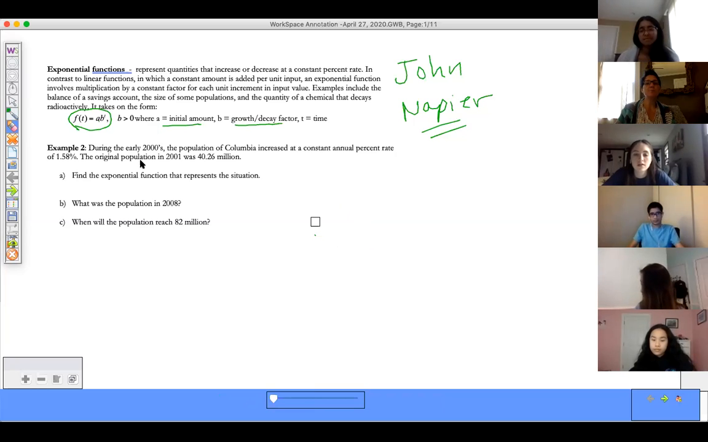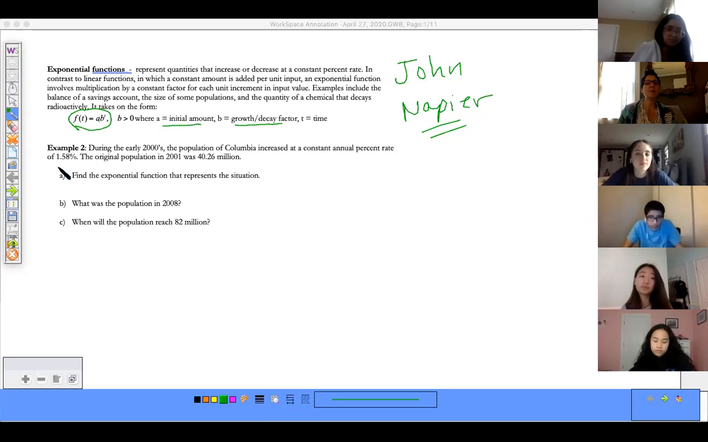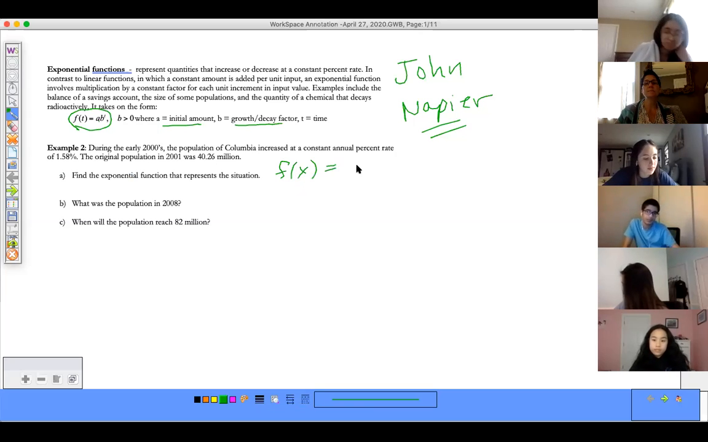All right. So when we started here, during the 2000s, Colombia increased its population by an annual percentage rate of 1.58%. The original population was 40.26 million. What was the exponential function that represents this situation if your population growth is 1.58%? Erin, can you give me the function? f of x equals 40.26 times 1.0158 to the x. Does everybody agree with Erin's function?